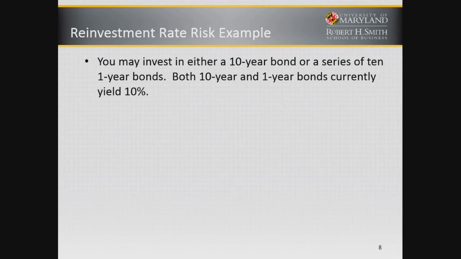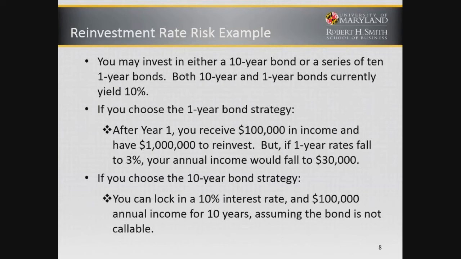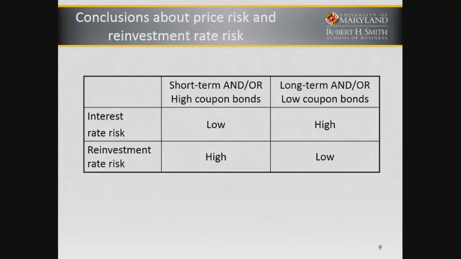So you can invest in either a 10-year bond or a series of 10 1-year bonds, both of which are currently yielding 10%. If you choose the 1-year strategy, you'll receive $100,000 in income and have $1 million to reinvest. If interest rates drop from 10% to 3%, your annual income will fall to $30,000. If you're in the 10-year, you've locked in a 10% interest rate. You'll get that $100,000 each year for 10 years, assuming the bond is not callable.